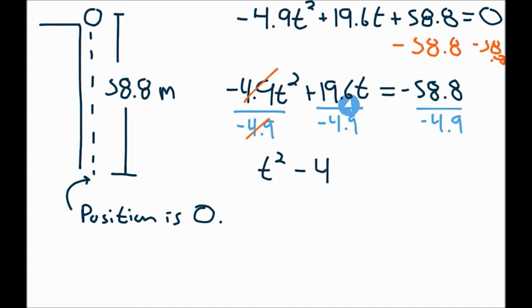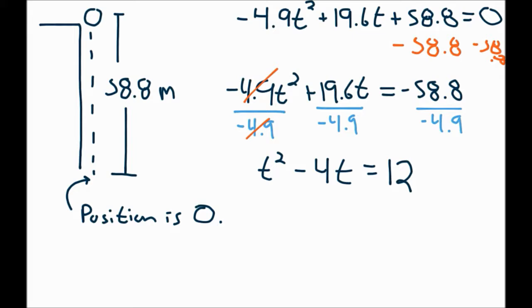Now, don't forget your t. A lot of you have a bad habit of when you divide, you forget to carry your variable down. So we need to bring our t down with our 4, and we say that's equal to, we've got a negative over a negative, so that gives me a positive. So I'm just going to leave this blank because it's a positive. And then 58.8 divided by 4.9. And that, too, gives me a nice, easy to work with integer number.